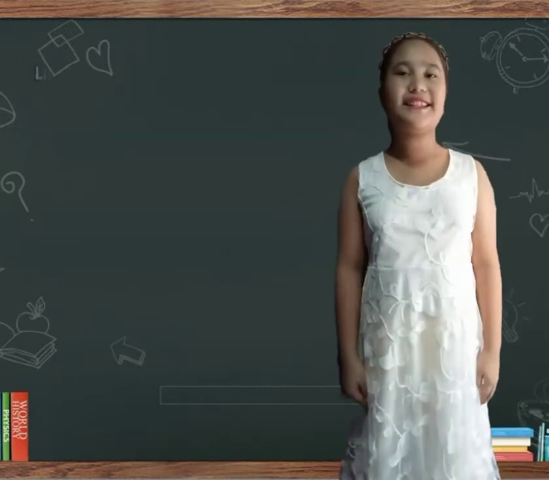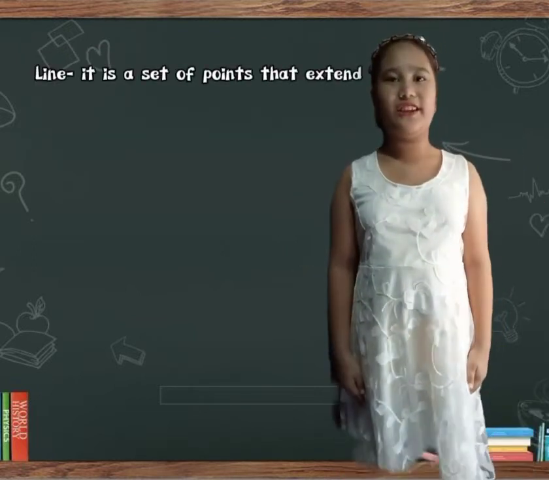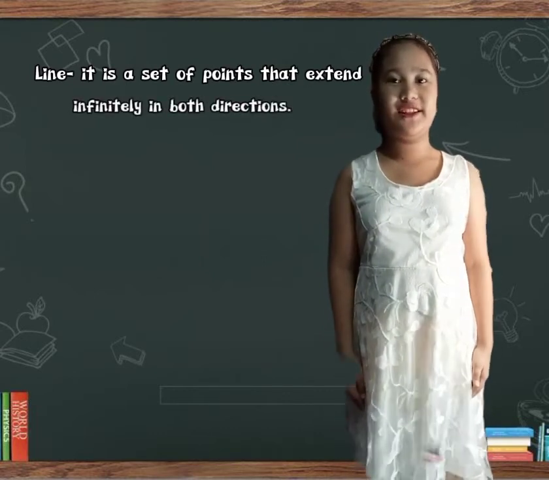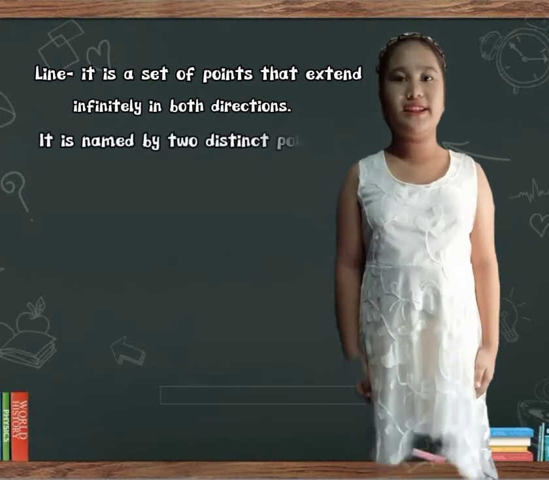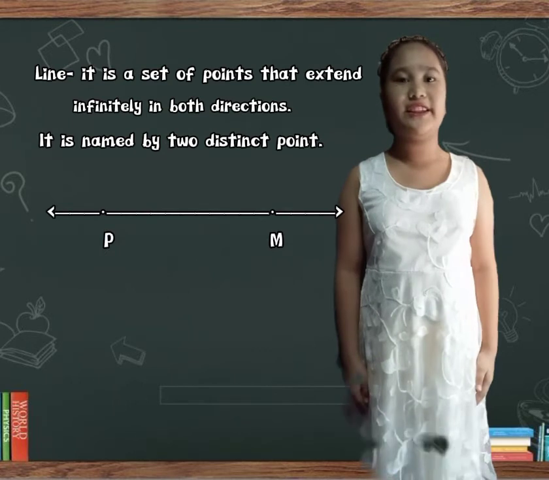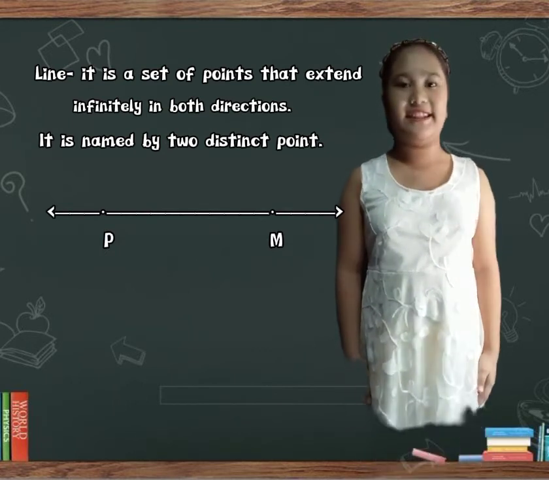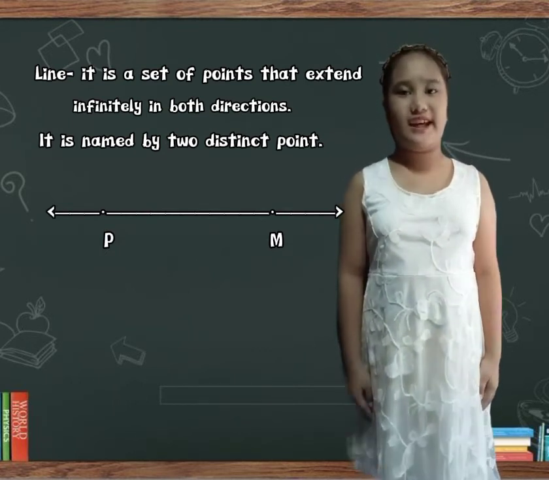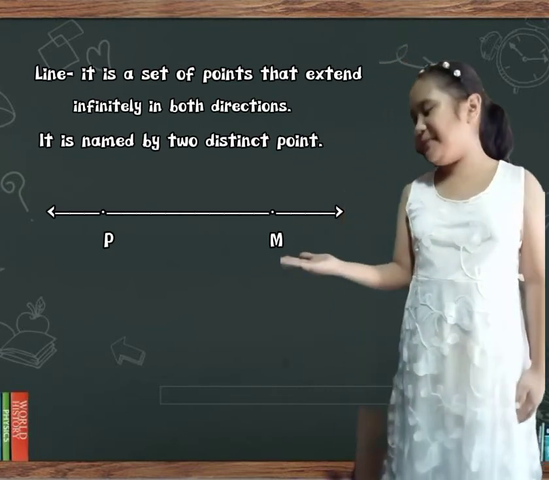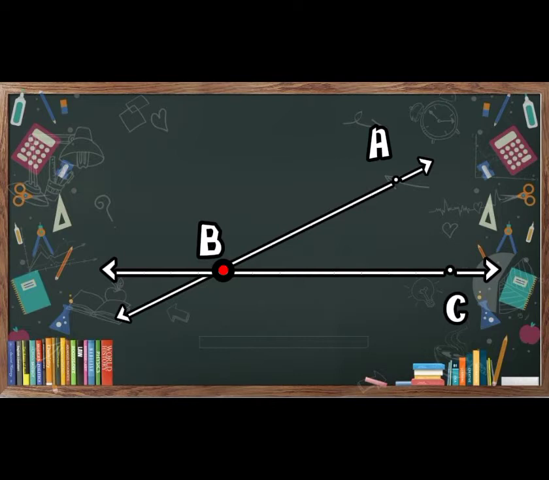Next to point is the line. It is a set of points that extend infinitely in both directions. It is named by two distinct points in the line. Given point P and point M, connecting it and extending in both sides will form line PM. This is line PM. Look at the figure and try to describe the points in the line.